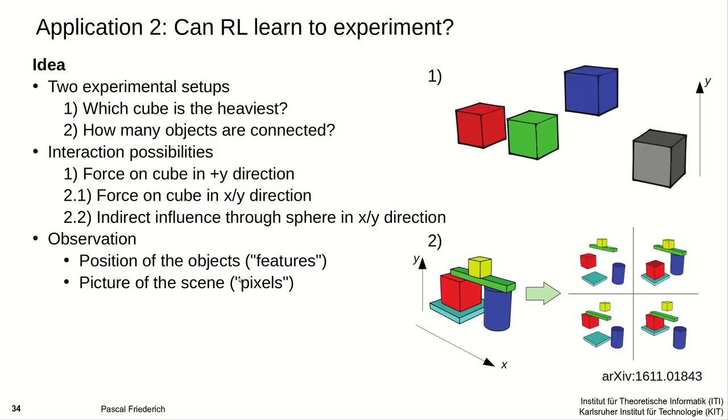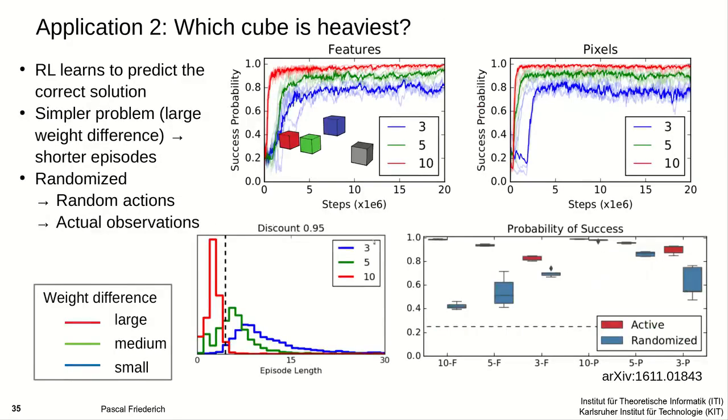And then in both scenarios, they use two different observation methods. They either used some high-level features, which are basically directly the position of all the objects, or they used very low-level observations, meaning pictures of the scene. And this is called features or pixels. So in one case, the machine learning models were trained with directly observing the features, so directly observing the position of each object. And in the other case, the low-level pixels, mainly just the pictures of the scenes, were presented to the algorithm. So let's look at the heaviest cube problem.